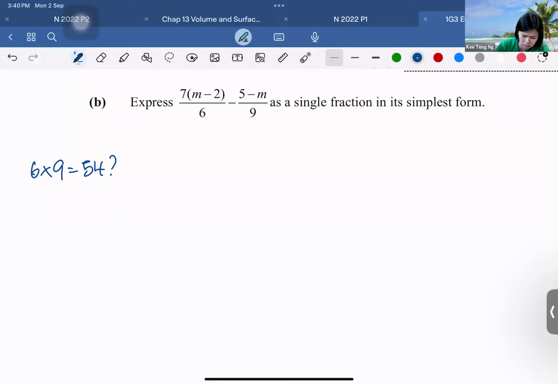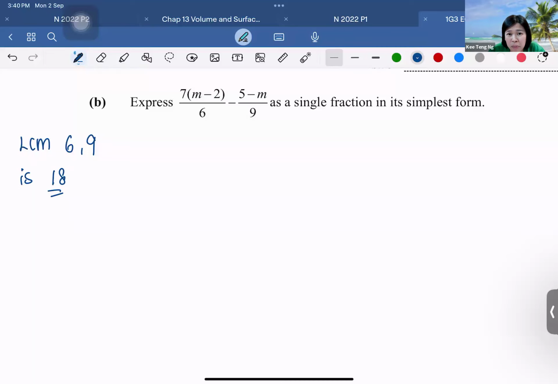Xingning says it's 18. Do you all agree it's 18? The LCM for 6 and 9 is 18. How many of you use 18 as your denominator? Hands up. 1. The rest, 6 of them. Okay, 6 of them. Okay, good.